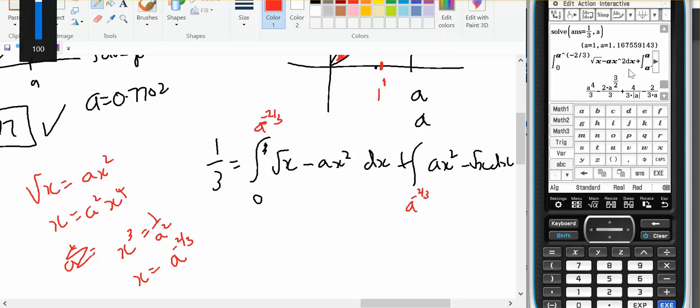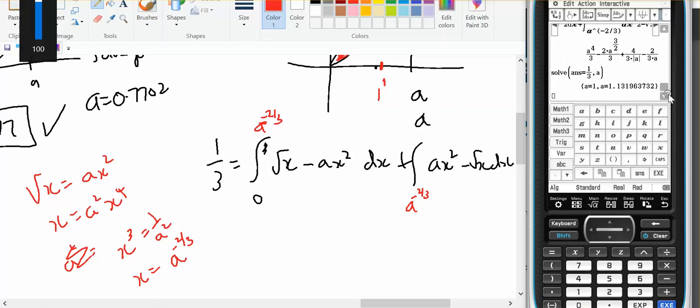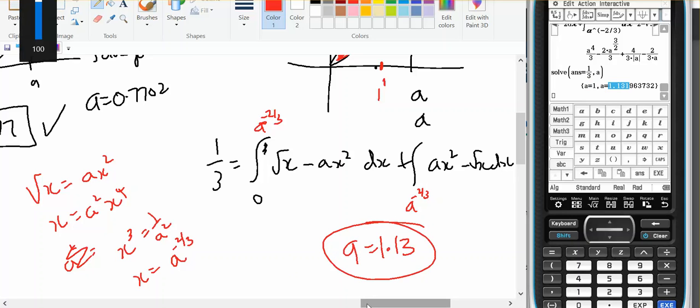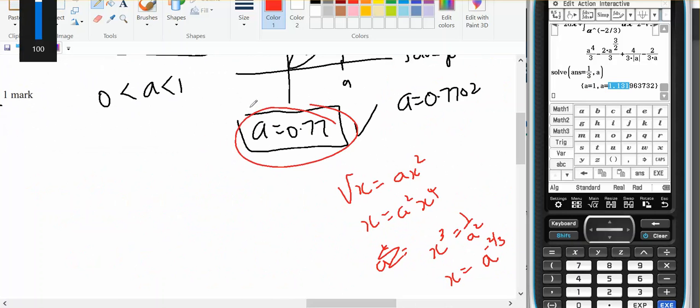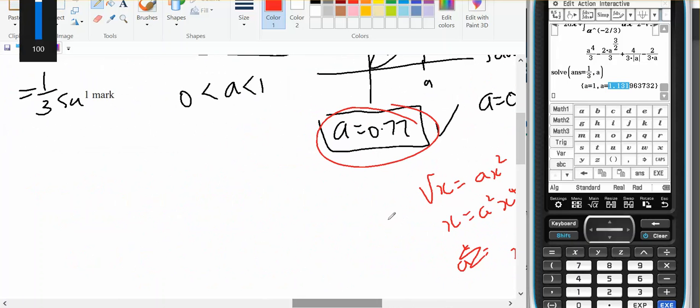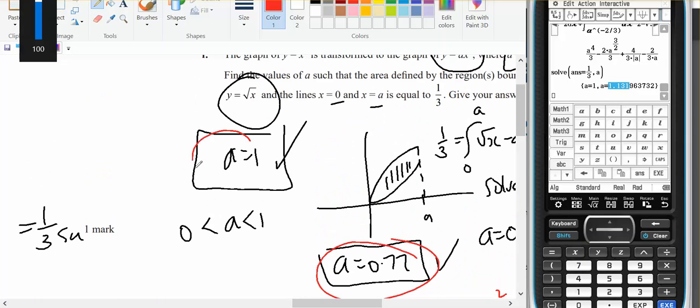And put that on the calculator, get my answer, set it equal to 1/3 and solve. I get a equals 1 again, and a equals 1.13. So I'm going to have 3 answers that are going to satisfy this situation. And my initial, which I already knew, a equals 1.